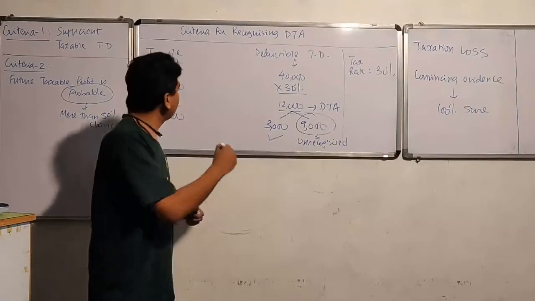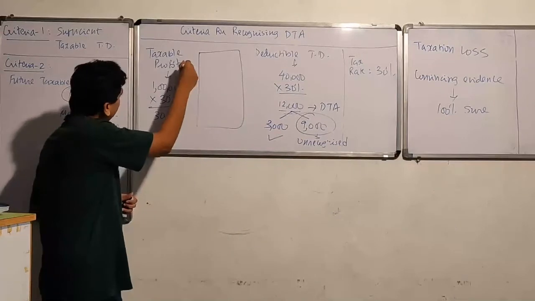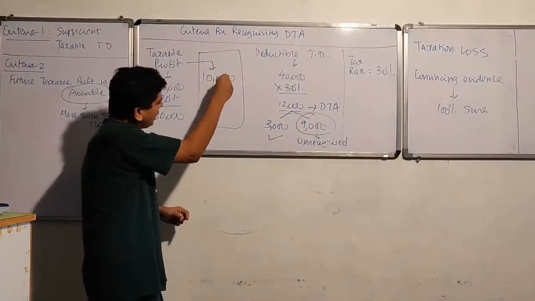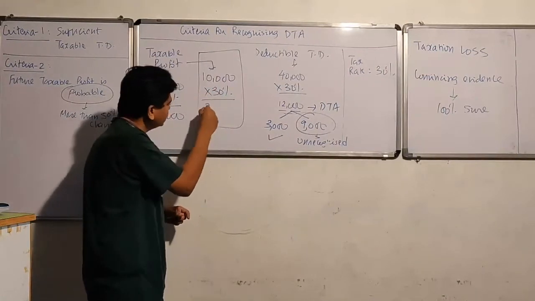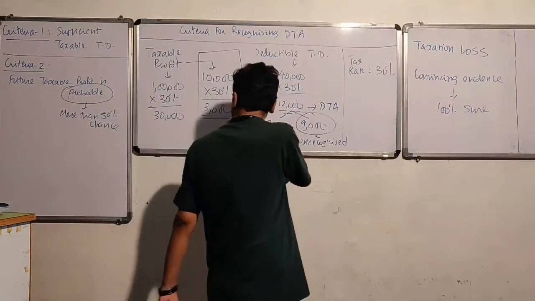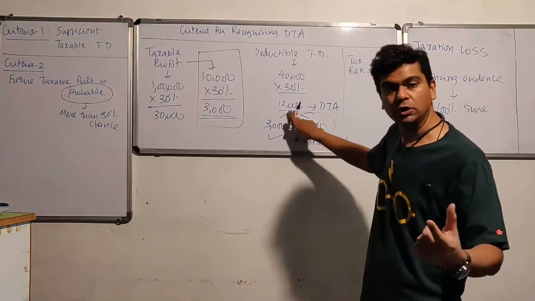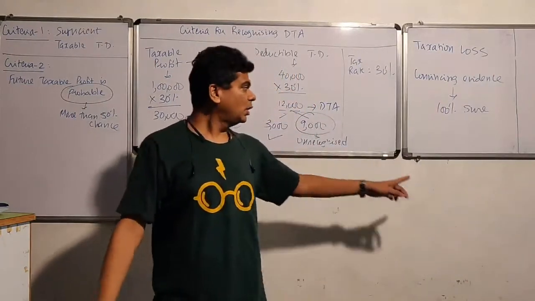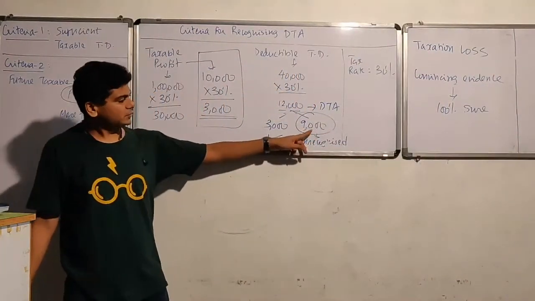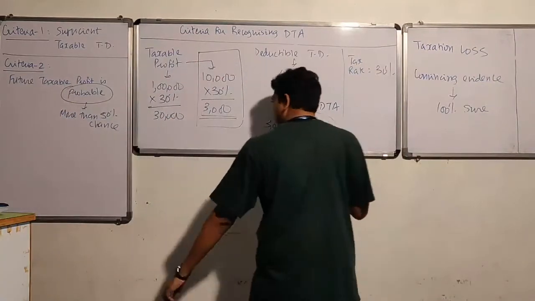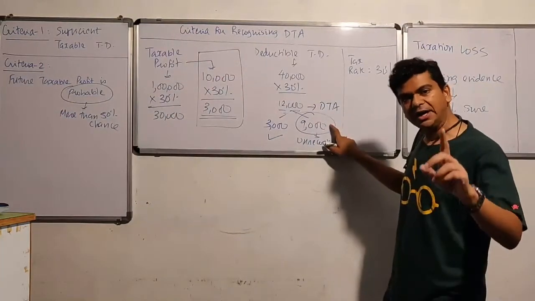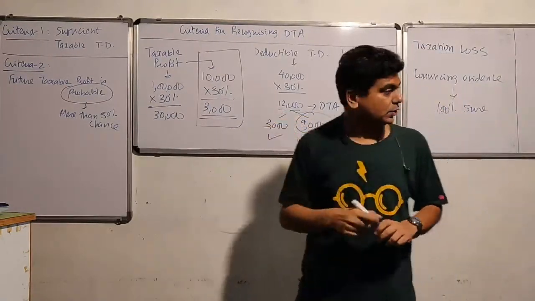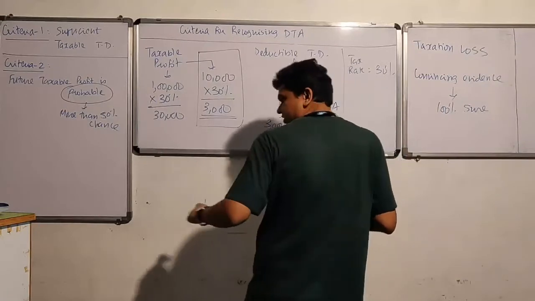But again, if I take a variation, taxable profit, you are saying is 1 lakh. But what if the taxable profit that I'm expecting in future is only 10,000, right? That means I'm expecting to pay 3,000 rupees of tax in future. If you are expecting to pay 3,000 rupees of tax in future, how will you save tax of 9,000, right? I can't save tax of 9,000. So what will happen? I will again recognize DTA, but only to the extent of 3,000 rupees. So I have this DTA.